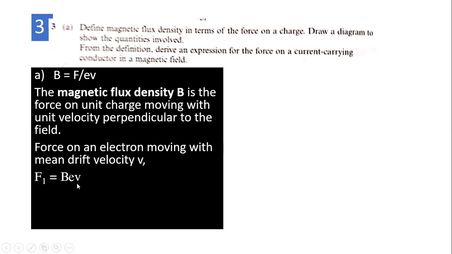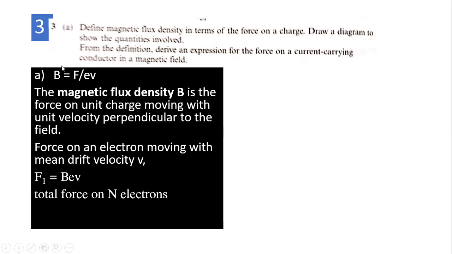Okay, sir. There's a force on electron. Teacher, can you give me 1 minute? Yeah. Okay, 1 minute, sir. Hello, sir. Yeah, can continue, sir.